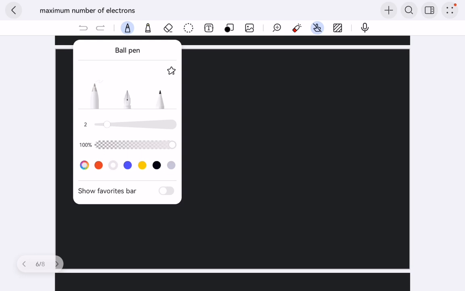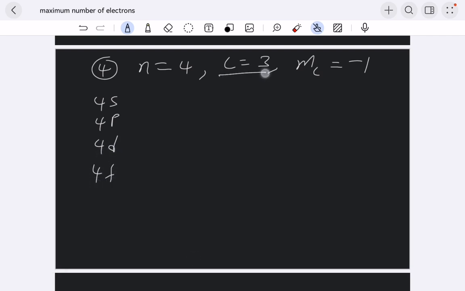Let's look at the fourth example. When n is equal to 4, then L is equal to 3, then ML is equal to -1. So we have 3 given conditions. What is the maximum number of electrons that will satisfy this particular condition? We have 4s, 4p, 4d, and 4f. Remember, here they're interested in when L is equal to 3.